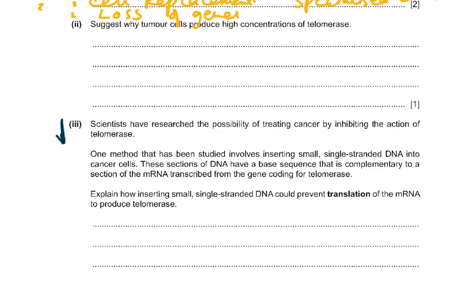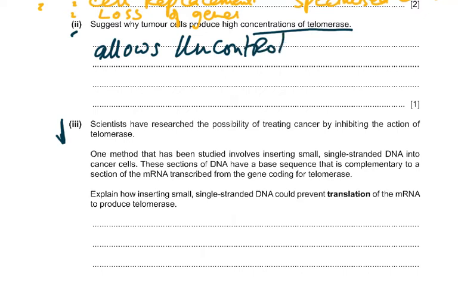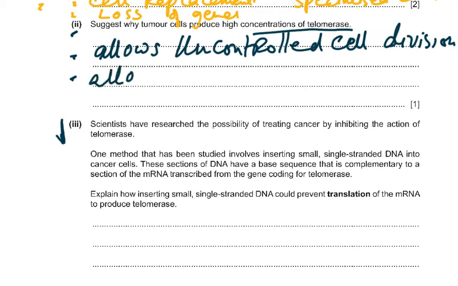The next question was very relevant. Suggest why tumor cells produce high concentrations of telomerase. At first, the word tumor comes into your mind, and you think, "Oh my God, what is a tumor?" And you just write whatever you know about tumors, and you get the mark for it. Allows uncontrolled cell division. That's a phrase I use a lot when I'm teaching you this. Allows uncontrolled cell division, and that, of course, results in a tumor. And this is actually shortening, allowing shorter cell cycles.